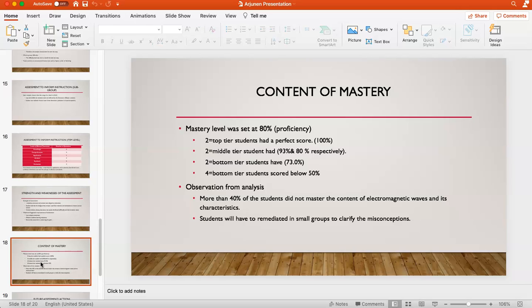Content mastery. Mastery level was set at 80% proficiency. 2 top-tier students had a perfect score of 100. 2 middle-tier students had 93 and 80% respectively. 2 bottom-tier students had 73%. And 4 bottom-tier students scored below 50%. Observation from the analysis: more than 40% of the students did not master the content of electromagnetic waves and its characteristics. Students will have to remediate in a small group to clarify the misconceptions, and some areas need reteaching of some of the content.